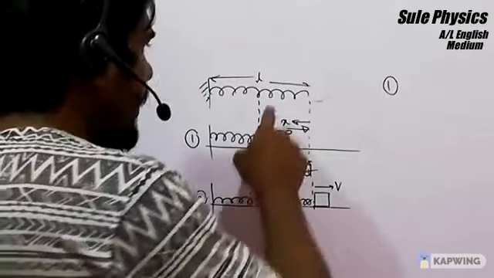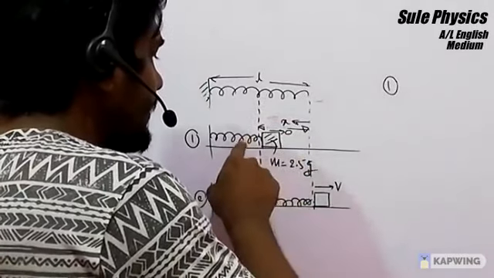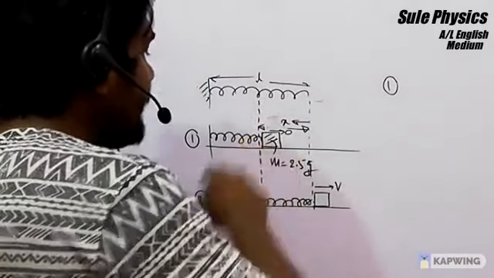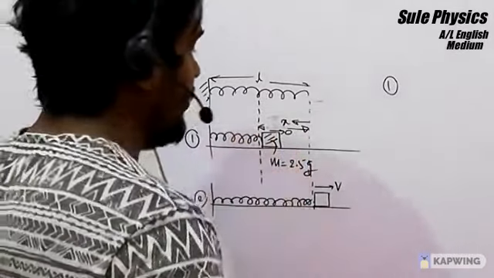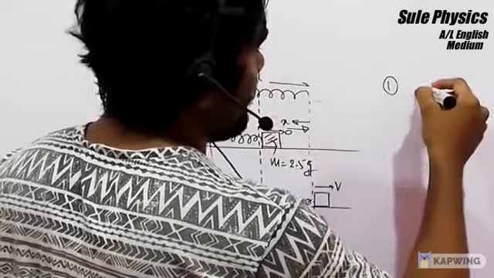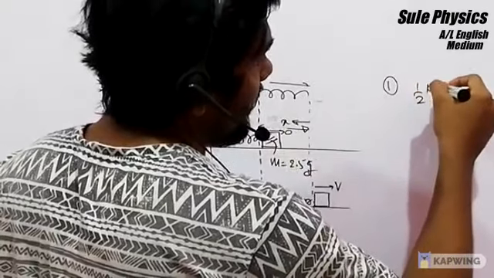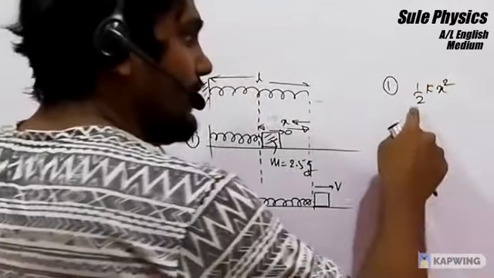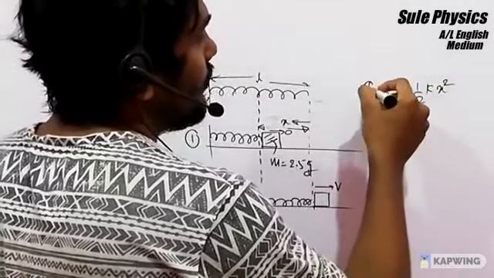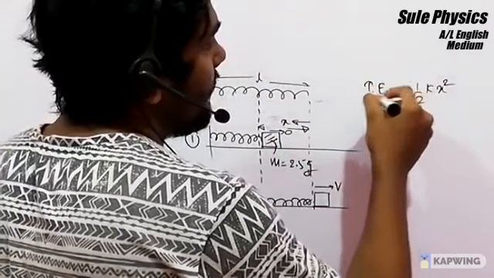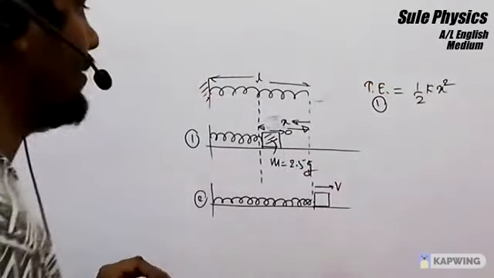But look at the spring. The spring is deformed. The spring is compressed. Therefore, this system has elastic potential energy. We know it is half kx squared. So this is the total energy of system 1. Right, okay.